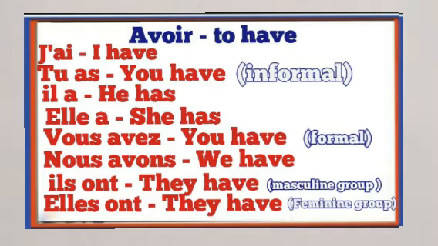Auxiliary verb avoir. Avoir, in English, to have. I have. Tu as, you have, informal. Il a, he has. Elle a, she has. Vous avez, you have. Nous avons, we have.